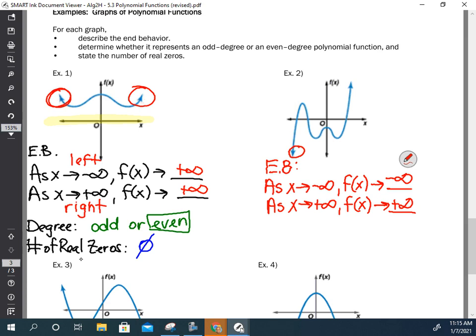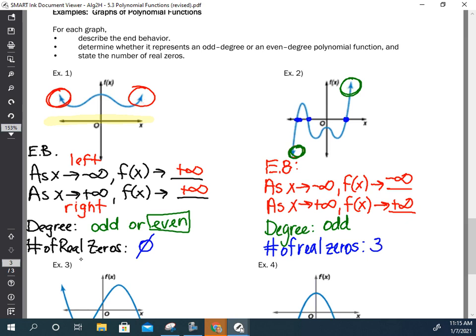So we've got the end behavior. I have one part pointing down and the other part pointing up. That's odd. So now I need the number of real zeros. How many times does that graph touch the x-axis? Three times. Uno, dos, tres. There we go. Problem good.